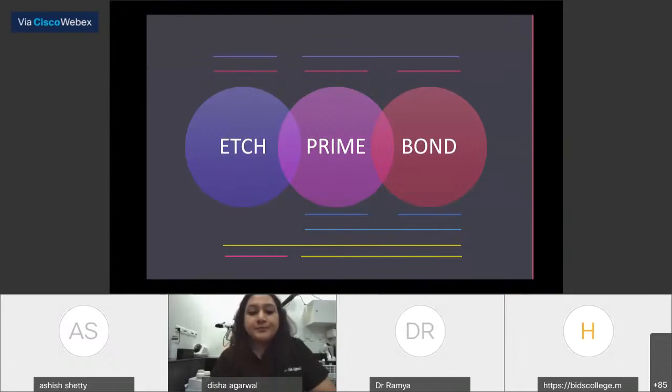Okay, so the 4th generation said I'll do etch separately, prime separately, bond separately. 5th generation said I'll etch separately, but I'll prime and bond together. Now 6th generation said I don't want to etch separately. I'm going to etch and prime together and bond separately. The 6th generation also produced a system with 2 bottles mixed together, with etch, prime and bond together.